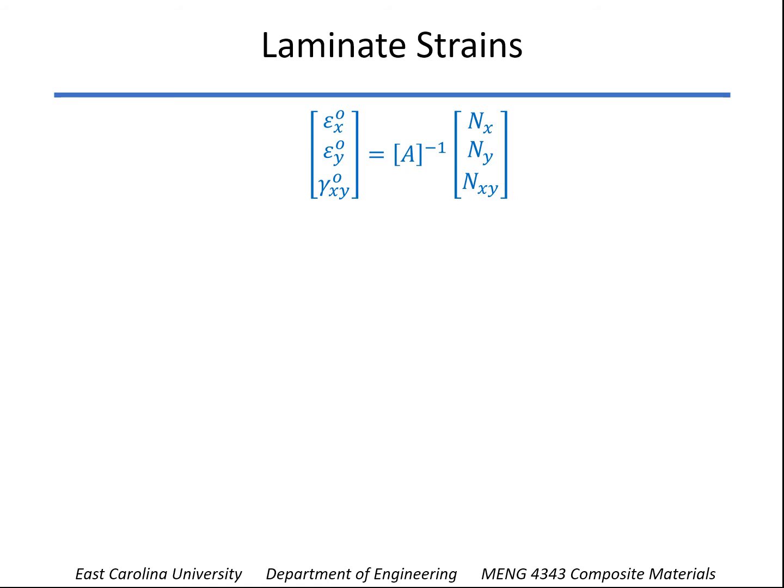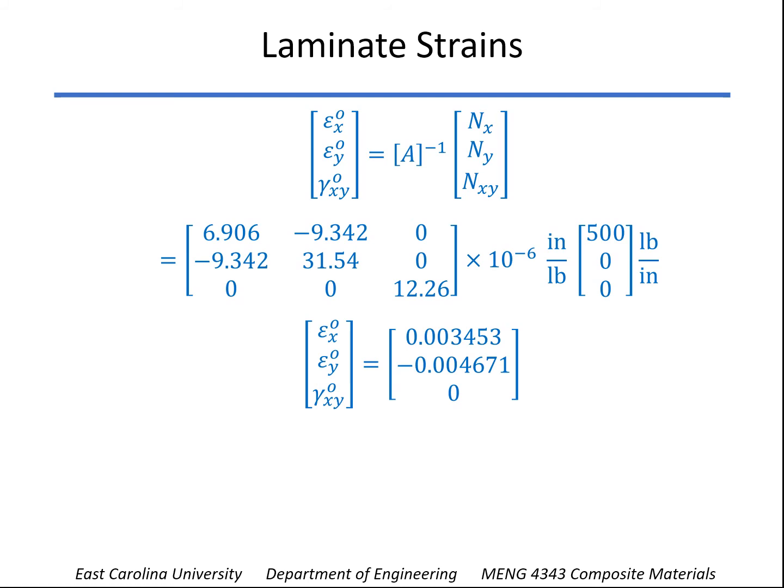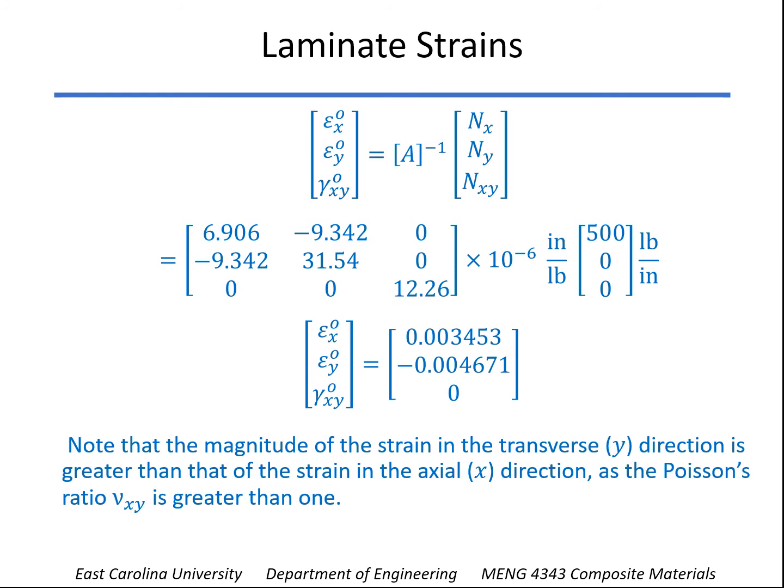And in this case, if you have a symmetric laminate with in-plane loading, the strains are going to be the same throughout the laminate. You can see again the units, inches per pound, multiplied by the stress resultants in pounds per inch. You're going to have dimensionless strain values then. One thing you notice is that the magnitude of strain in the y direction is greater than the magnitude of strain in the x direction. And again, that goes back to that Poisson's ratio that's greater than 1. As we stretch this in the x direction, it will contract more in the y direction than we actually stretch it in the x direction.